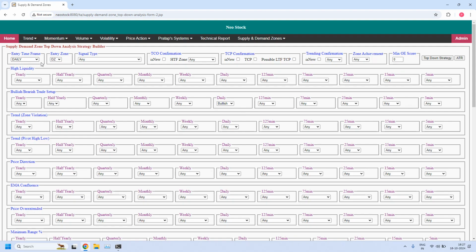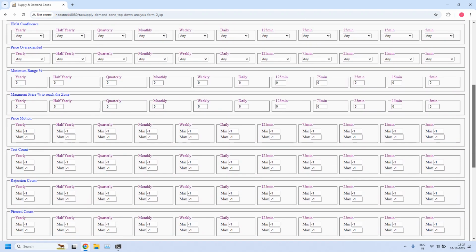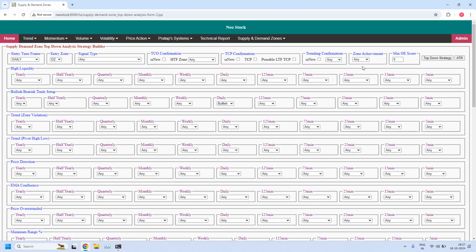So this daily demand zone should not be pierced. So in the pierced count, for the daily demand zone, we are setting minimum value 0, maximum value 0. That indicates the pierced count should be 0. Pierced count 0 means the zone is not pierced. And zone achievement is violated opposing zone, VOZ. And the minimum odd enhancer score should always be 12 for bullish or bearish trade setups.